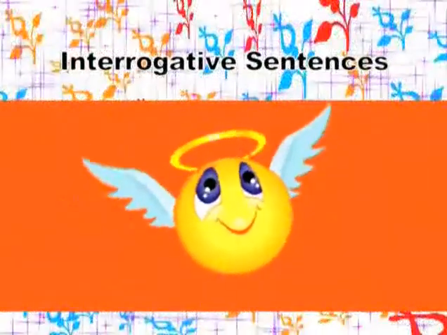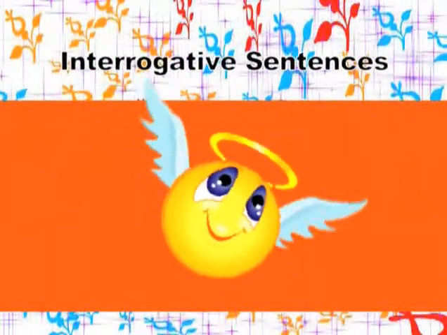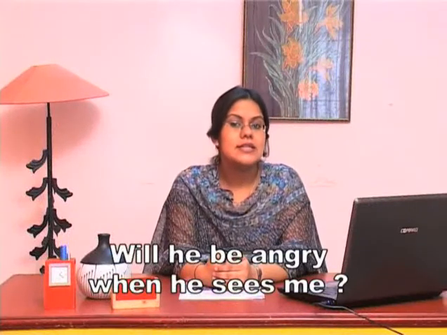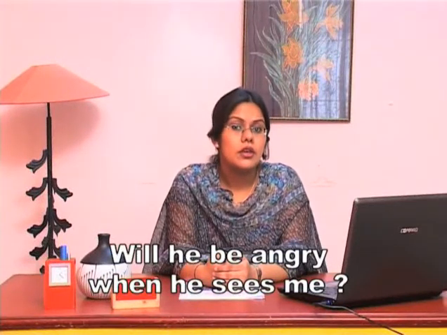Now this was about certain positive sentences or positive statements. Let's move on to the interrogative sentences or questions. How can you represent a question using a simple future tense? Will he be angry when he sees me? Now you are thinking of the possibility. Will he be angry? You're not sure of his behavior. Again, this question is written in the simple future tense.